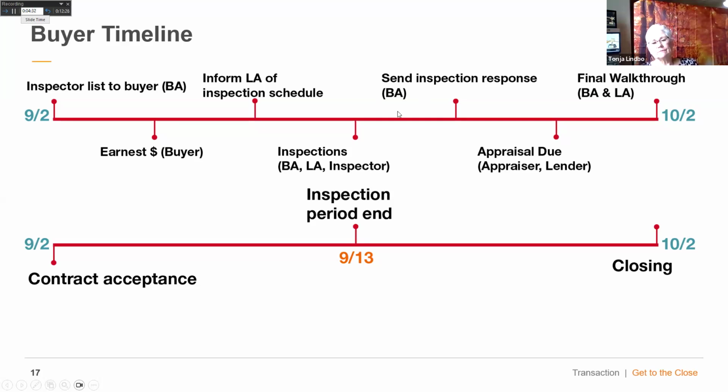So then send your inspection response. This is the buyer's agent. Send your inspection response to the listing agent of what the buyer is asking for. Always stress upon the buyer that in the contract, it states that the house is being purchased as is, unless you come to a different agreement on repairs. So the seller isn't obligated to make repairs, but the buyer isn't obligated to purchase without the repairs.